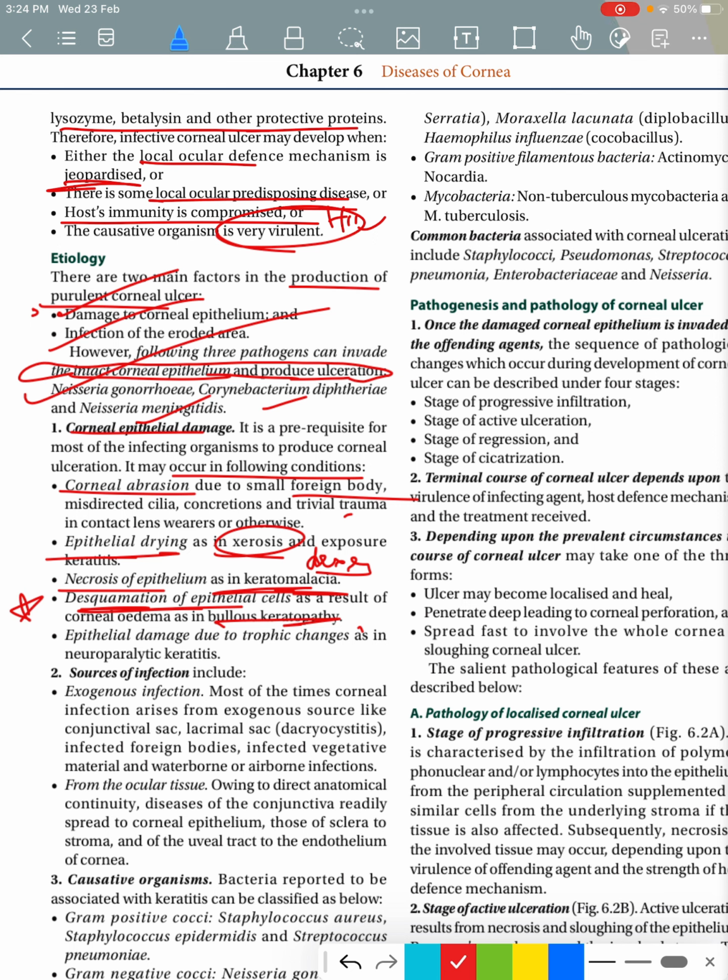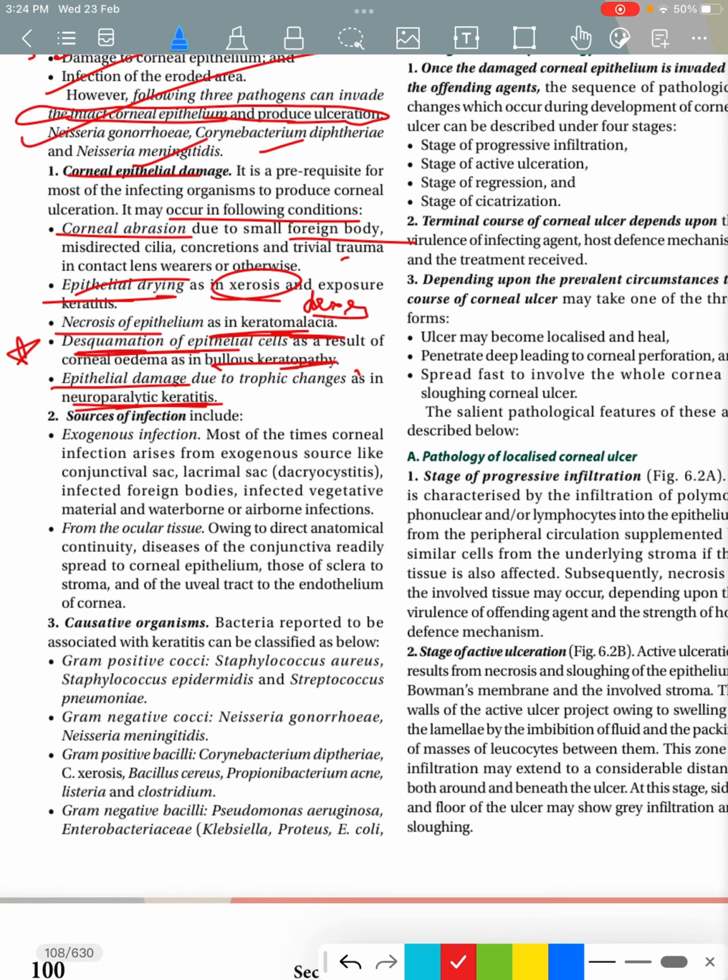You have to study about that, I don't know. Then epithelial damage due to trophic changes in neuroparalytic keratitis. Okay, then the source of infection: exogenous infection. Most corneal infection is from exogenous sources like conjunctival sac, lacrimal sac, foreign body, vegetative material, and waterborne and airborne infections.